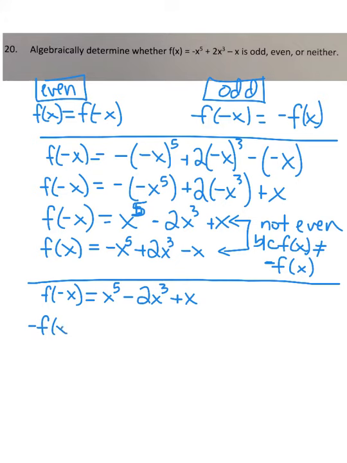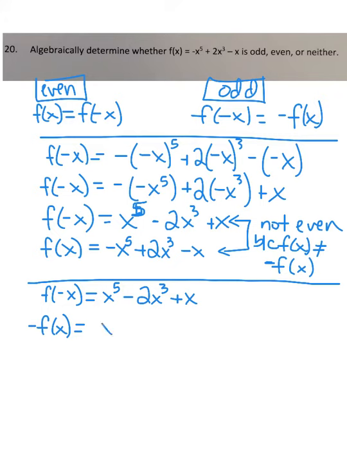Well, negative f of x is really pretty easy. Basically all we're going to do is take the original equation and negate it. So look, here's the original equation right here. So we're going to negate this, and negate this, okay? All right, so let's see what that ends up giving us then.